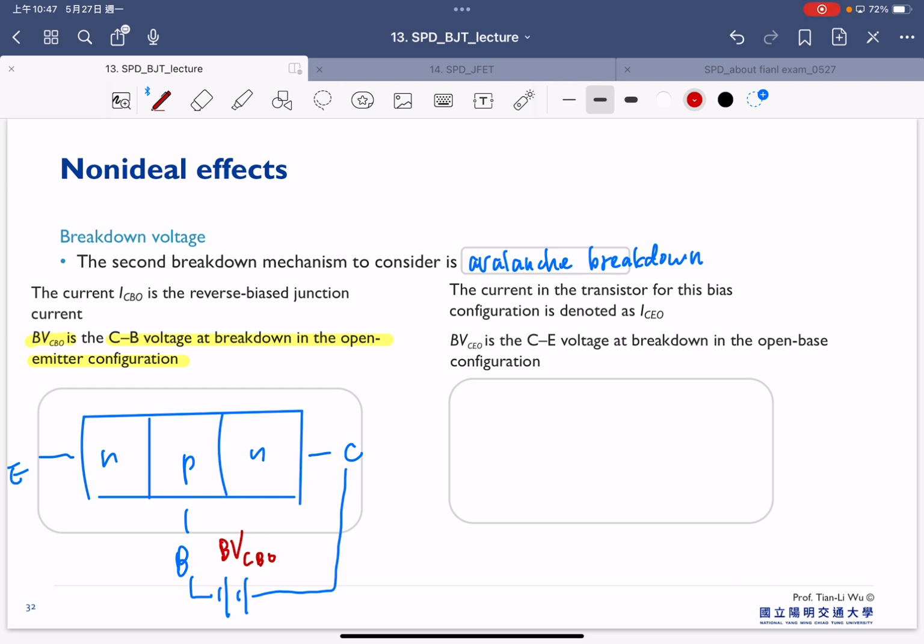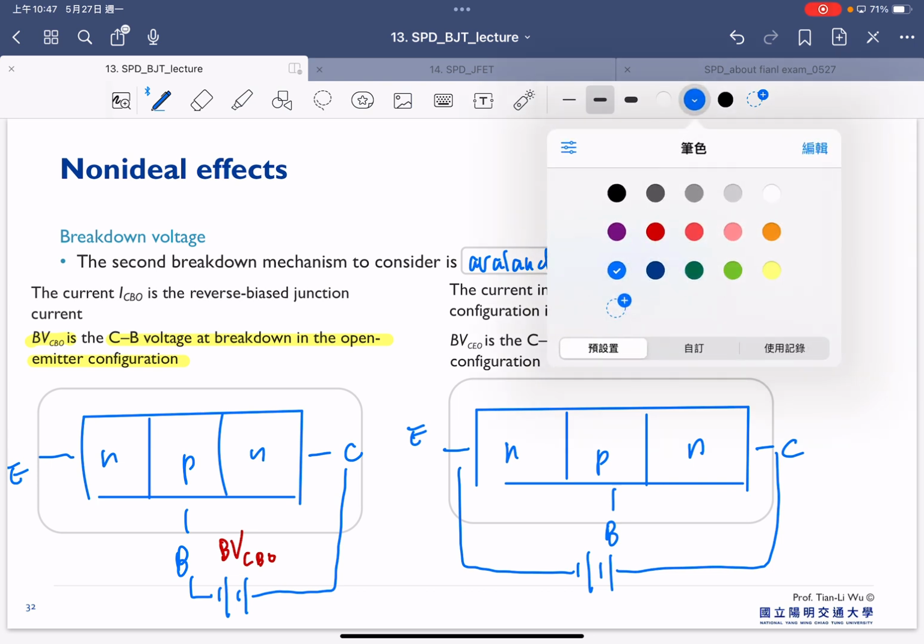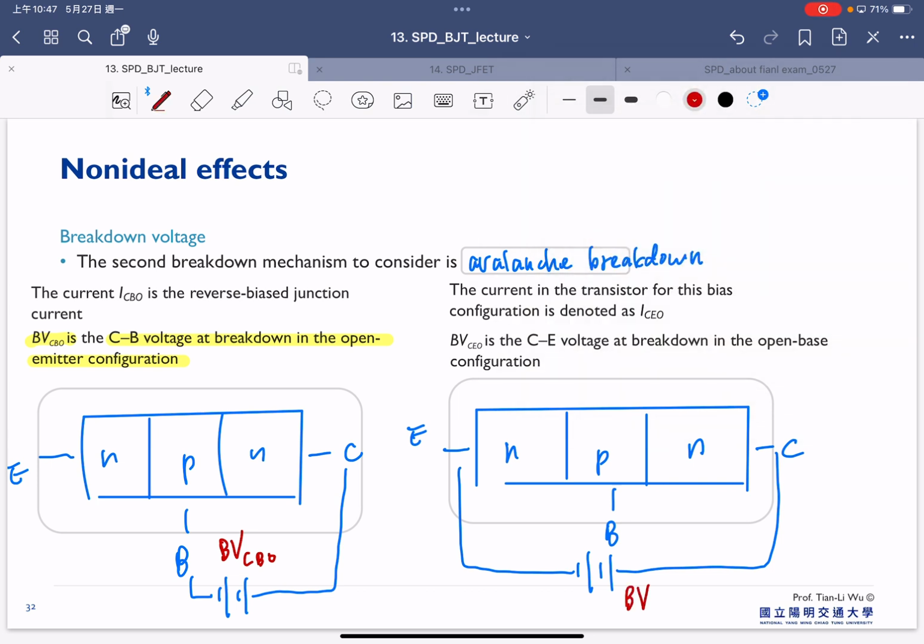And another one is this one. So we have NPN here. We have an emitter, we have a collector, we have the base here. And now we have the breakdown between the emitter and collector here. So that's what we call BVCEO.